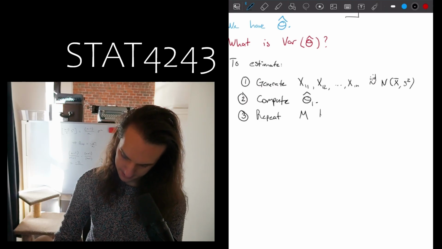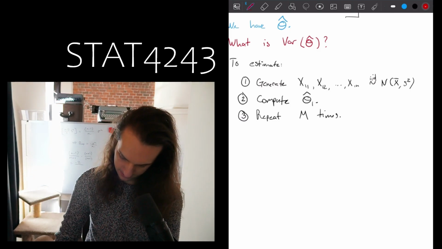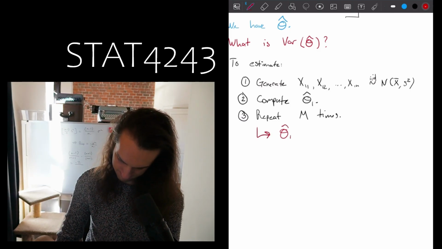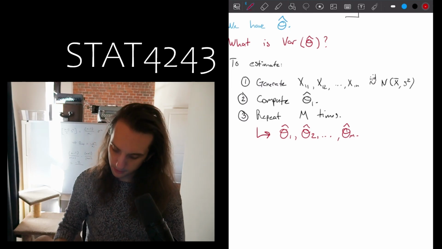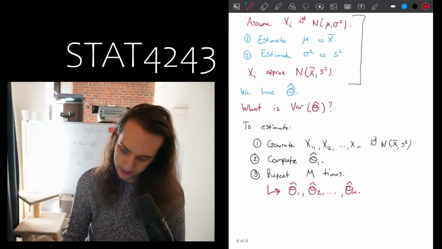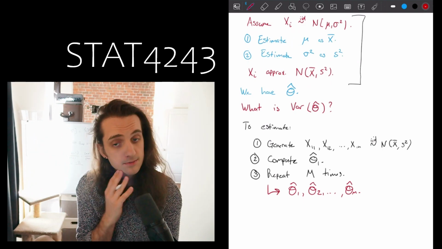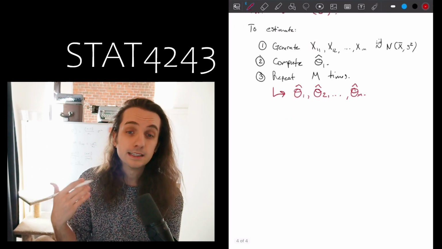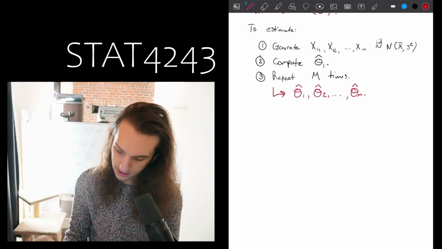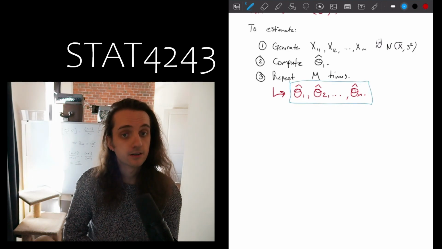say, m times. So this is going to give us theta hat 1, theta hat 2, up to theta hat m. What we're doing is we've used our original sample to figure out the approximate distribution of this population. And then we use Monte Carlo techniques to repeatedly sample from that approximate distribution so that we generate this whole sequence of estimators that are computed on Monte Carlo data.